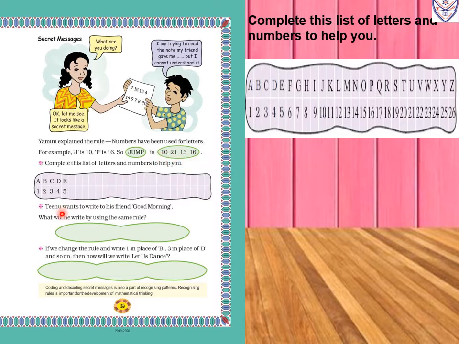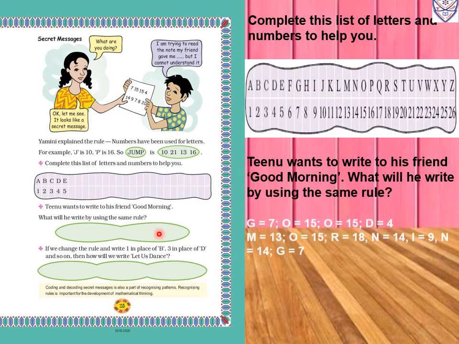In the same way Tinu wants to write good morning to his friend. So what will he write by using the same rule? In place of good morning we have to use numbers. So how will we write? For G we will write 7. Now O we will write 15. Then again O 15. Then D we will write 4. Then for morning, for M we will write 13.